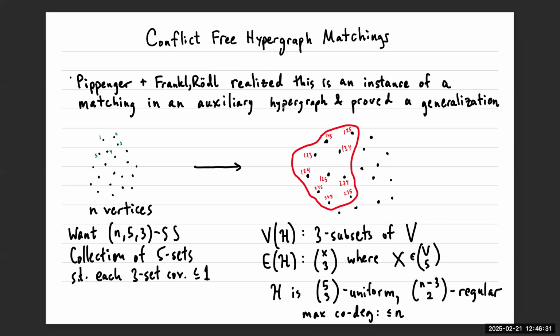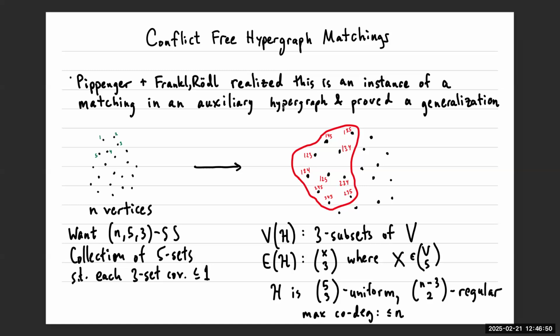Why is that? Because if I pick any vertex, every vertex in here is a triple, and I want to complete it to an edge, I have to pick 2 other vertices. So of the n-3 other vertices, you have to choose 2 of them. So it's (n-3 choose 2)-regular.